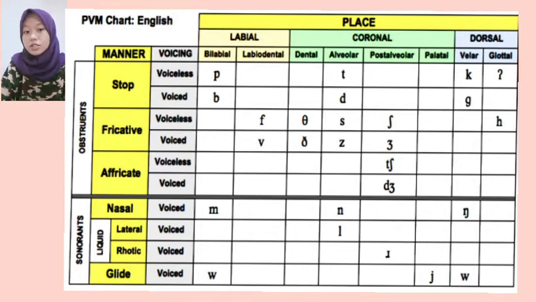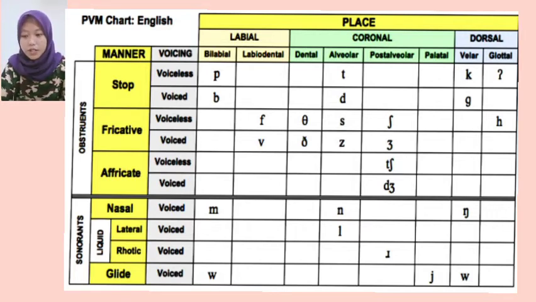Okay, now the third manner. It is affricate consonants. Affricate consonants have two ways of voicing: voiceless and voiced. In voiceless, they only have one sound. It is ch. And then in voiced, they only have one sound too. It is j.